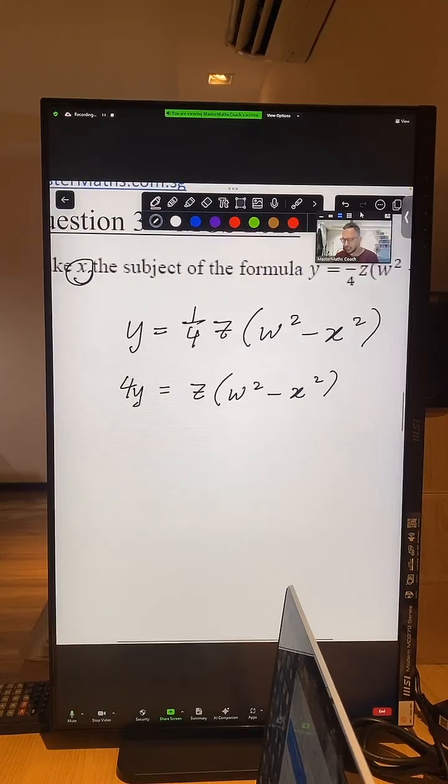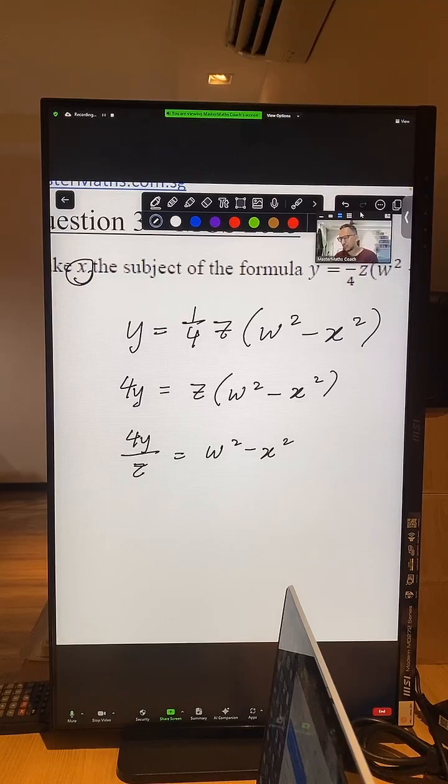Then now I'm going to get rid of the z. How to get rid of the z? Divide by z. Because you can see here, the z is multiplying this. So it's this multiply this. So I want to get rid of the z. So I must divide both sides by z. So you get 4y over z equals to w square minus x square. So now you have freed the bracket. The bracket doesn't have to be there already. You can open up the bracket.